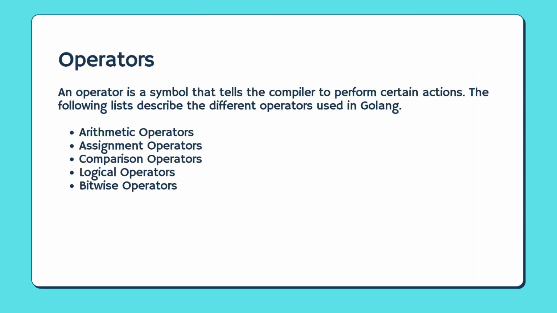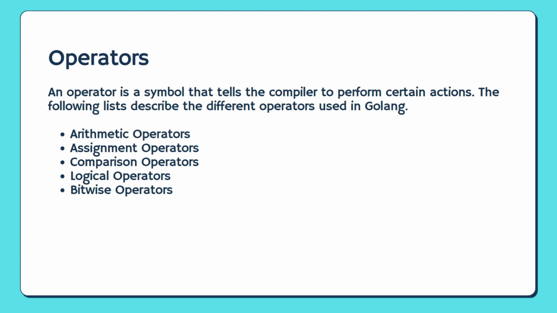An operator is a symbol that tells the compiler to perform certain actions. The following lists describe the different operators used in Golang: arithmetic operators, assignment operators, comparison operators, logical operators, bitwise operators.